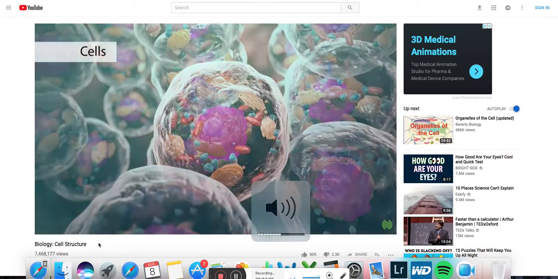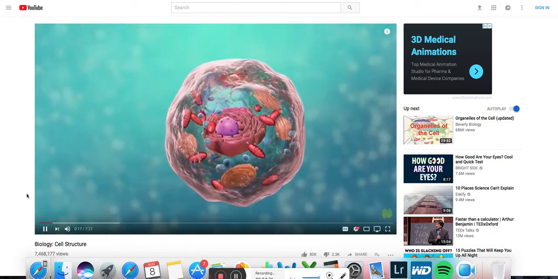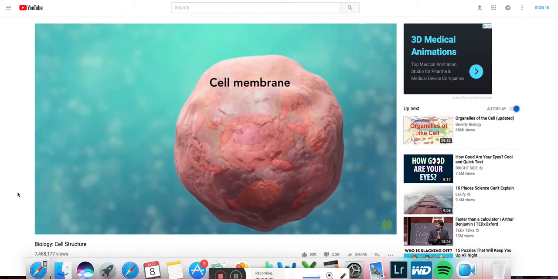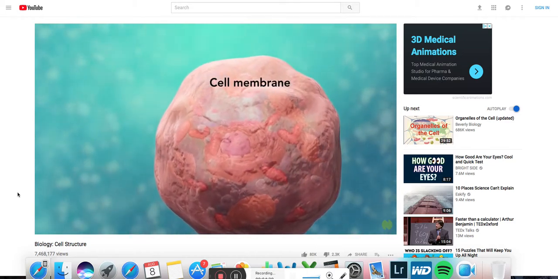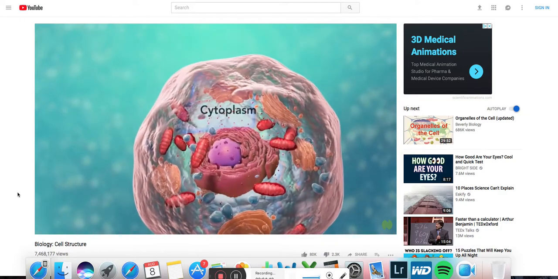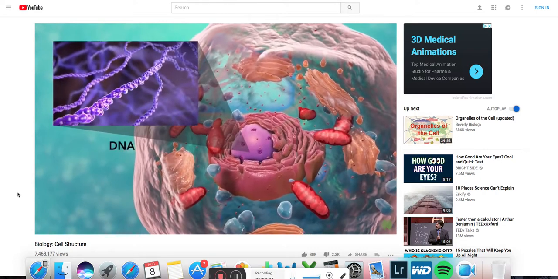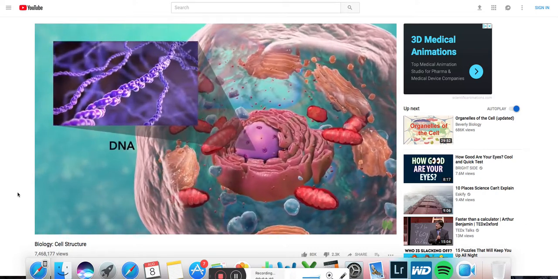All cells have three things in common, no matter what type of cell they are. All cells have a cell membrane, which separates the inside of the cell from its environment, cytoplasm, which is a jelly-like fluid, and DNA, which is the cell's genetic material.